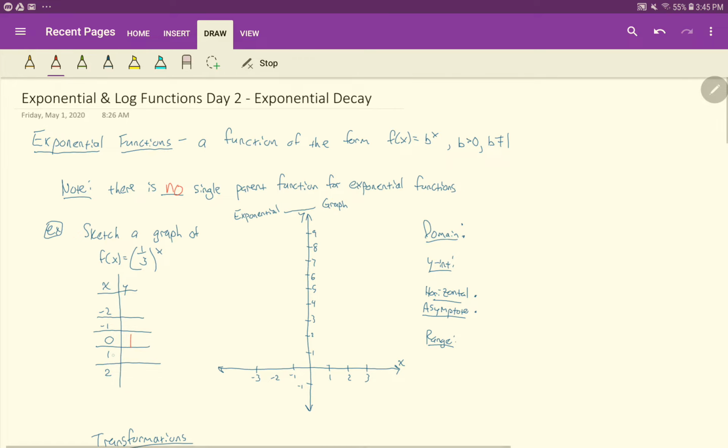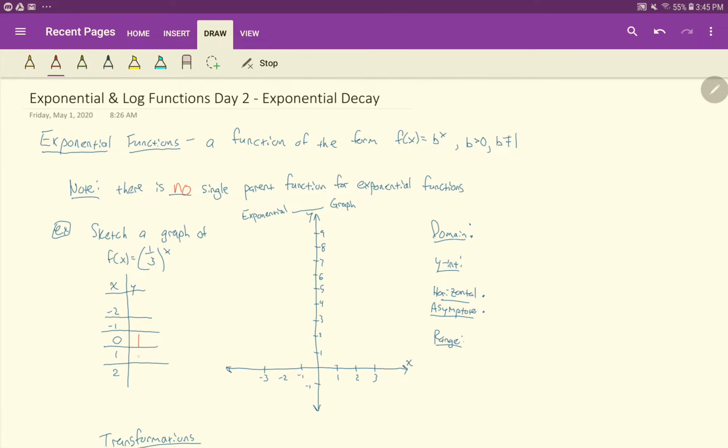If I plug in 1 for x, well, 1/3 to the 1 is just 1/3. If I plug in 2, that's 1/3 squared, which is 1/9, because you get 1/3 times 1/3. If I plug in -1, remember that when you raise something to a negative exponent, that's equivalent to 1 over 1/3, which is the same thing as 3. So this is just 3. And when you do 1/3 to the -2, that's like 1 over 1/3, to the positive 2, and 1 over 1/3 is 3. 3 squared would be 9, so you get 9.